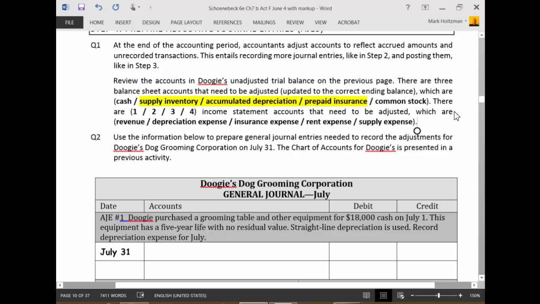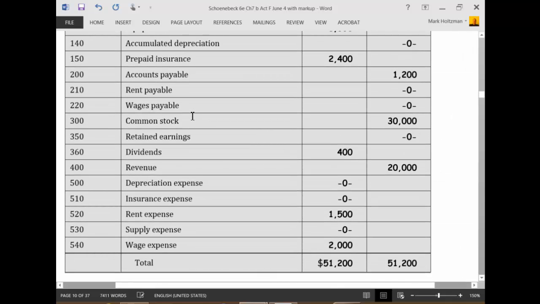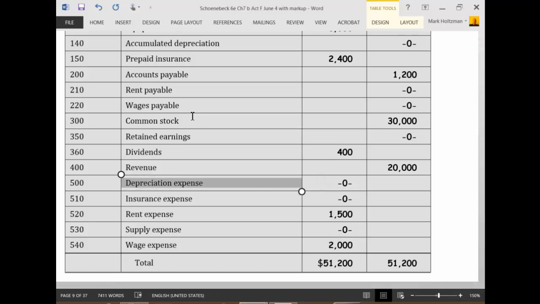Prepaid, accumulated depreciation, and prepaid insurance. So those accounts are going to be associated with 3 different income statement accounts. So for example, supply inventory is associated with supply expense. Accumulated depreciation is associated with depreciation expense. And prepaid insurance is associated with insurance expense, none of which we have recorded.